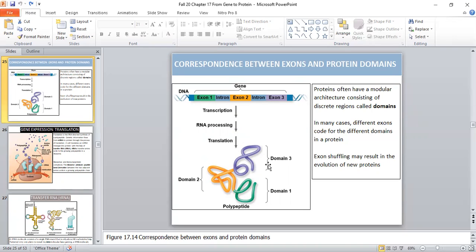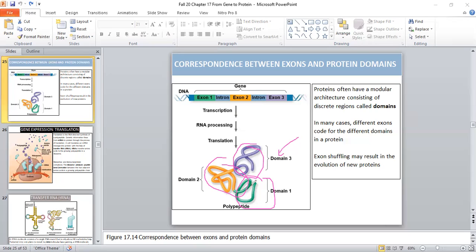So different exons code for different domains in a protein. Yes, exon shuffling may result in evolution. This is the most important stuff. So the shuffling of exons will result in evolution. Yeah, that is what we learned in the last slide. If we shuffle them, actually the exons are the same. Exon 1 will be making this domain, 2 will be making this domain or this protein, and 3 will be making this particular protein.